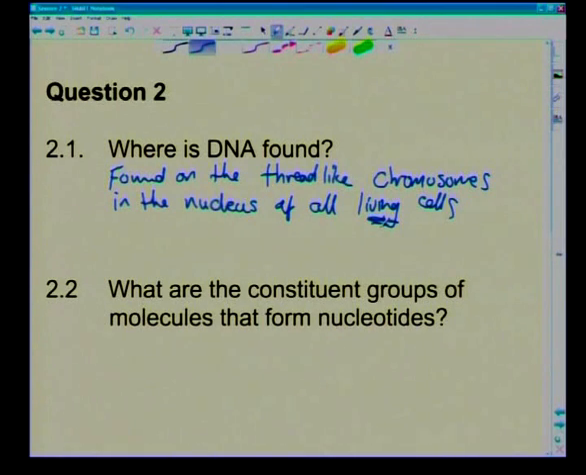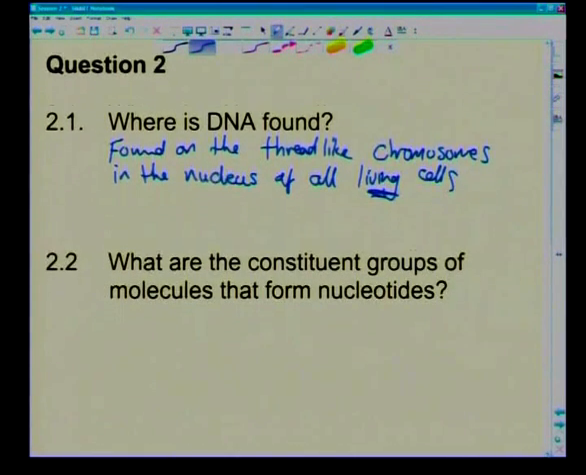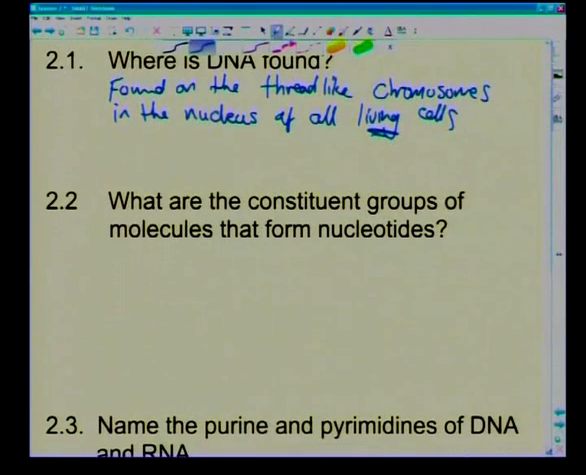All right, what are the constituent groups of molecules that form a nucleotide? Now people, again, we answered that just now, we're going to answer it again. And the more you do it, the more you'll remember it, the less you have to worry about remembering it or learning it in the future. So, what are the constituent groups?